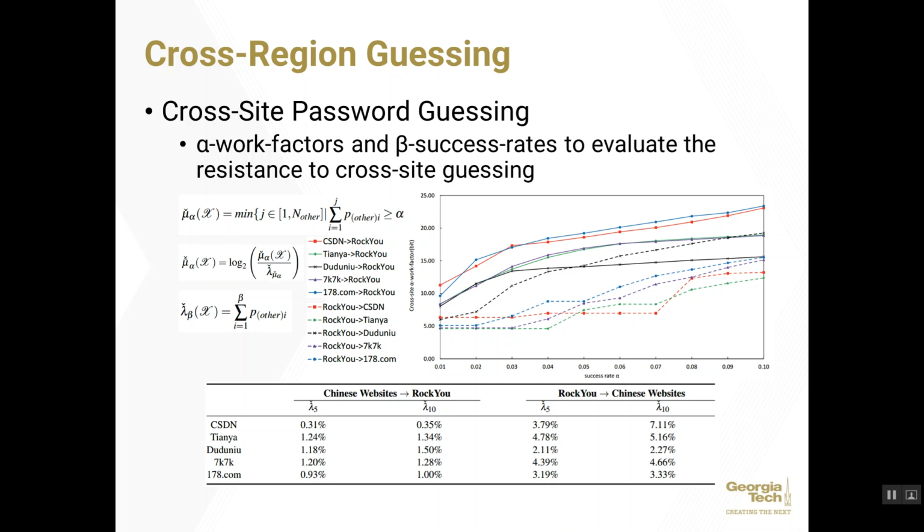A higher alpha work factor means that it takes a larger number of guesses to hit the right passwords. Compared with intra-site guessing, which is shown in the picture, for the same alpha value, the alpha work factors of the cross-site guessing shown in the picture are larger, so cross-site guessing is harder.